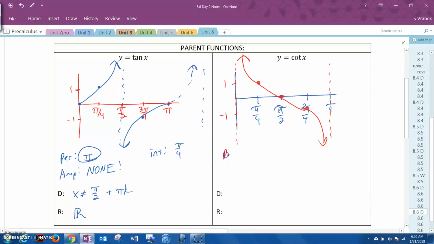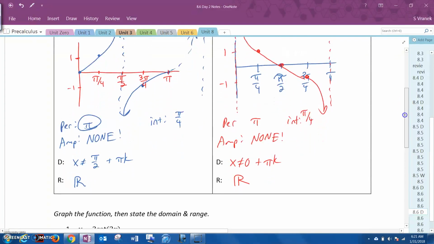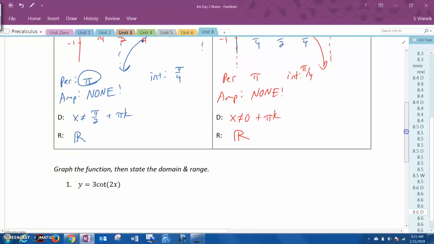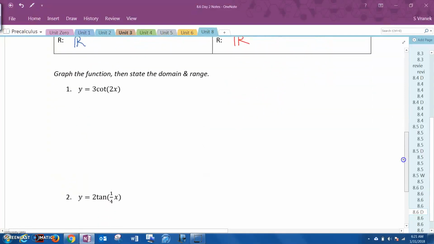Same thing, period is pi, interval is pi over 4, and the amplitude, of course, is none. Domain, x cannot be 0, because that's where the first vertical asymptote is, and then plus pi k. And the range is all reals. So those are your two parent functions. Let's do 2 more, and then we'll call it a day. Again, just know what they are. Know that tangent has the vertical asymptote in the middle, and that cotangent starts with it.